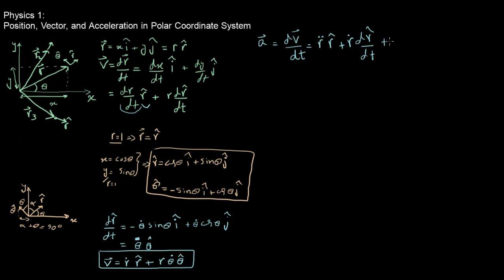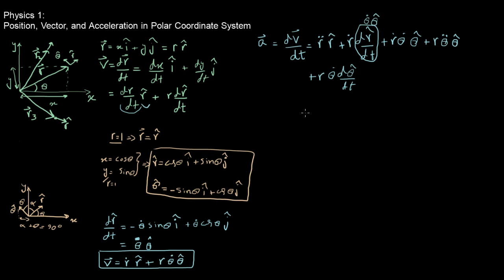Now r dot theta hat plus r theta double dot theta hat plus r theta dot d theta hat/dt. So for dr hat/dt we already have an expression, theta dot theta hat. So this thing here is simply theta dot theta hat.